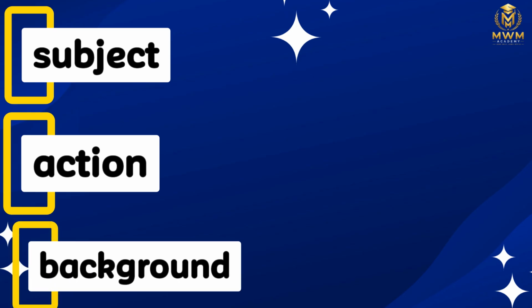The third one is background. Where is the subject? Is he inside the class? Is he in a beautiful garden? Which space? Where? Is he in the market? Is he on the beach? It's very important to add it to your prompt so that AI can give you a very good image.